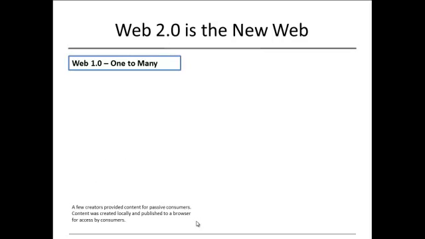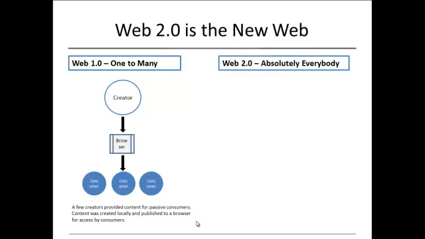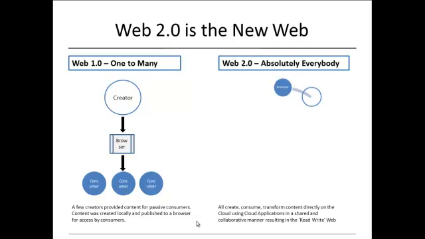Long time ago, meaning about 10 years, there was Web 1.0. It was a one-to-many system. A few creators provided content for passive consumers. Content was locally created and published to a browser for access by consumers. Now, we have a blockbuster called Web 2.0. And yes, it is absolutely everybody. All create, consume, transform content directly on the cloud using cloud applications in a shared and collaborative manner, resulting in the read-write web. It is actually a party out there.